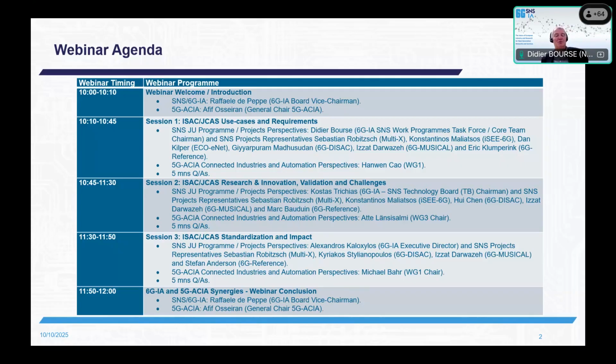Then going to the agenda, we have a little bit more time for session 2, where we will look at ISAC and JCAS research, innovation, validation, challenges. On one hand we have the SNS projects providing highlights on their research work. As displayed on the screen, this session will be chaired by Costas. Then we will have Atte, the Working Group 3 chairman in 5G-ACIA, who will bring the latest update on what is being investigated from the 5G-ACIA side. And then we also have a 5-minute Q&A.